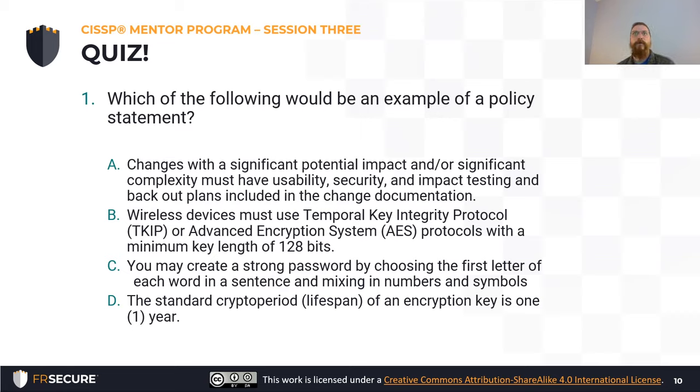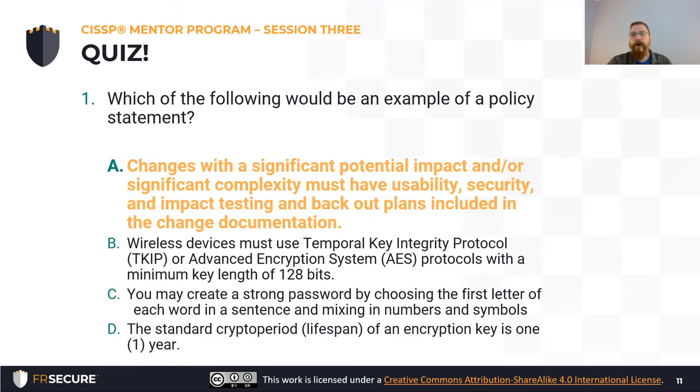Wireless devices must use TKIP or AES with 128. Well, you know what? To me, I'm going to go, no, that's more of a standard, right? We're giving explicits around what needs to be done. Policies shouldn't be changed often. If something happens with TKIP or AES and we need to make that change, we would have to reapply all of our policies. I'm going to strike that one out. Strong password by choosing the first letter of each word in a sentence and mixing in numbers and symbols. Maybe. Standard crypto period lifespan of an encryption key is 1 year. Again, it's too prescriptive for me. So to me, I'm down to A or C. Knowing what it is, C being more of a guideline on how you can choose a strong password. So the answer is A on that.